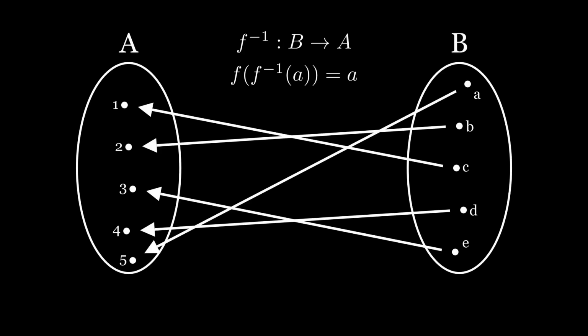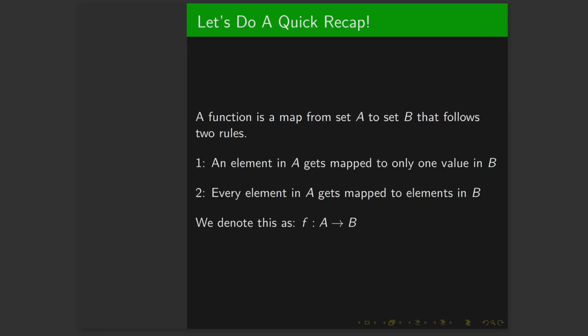Okay, nice. Let's quickly recap everything that we talked about. A function is a map from set A to set B that follows two rules. One, an element in A gets mapped to only one value in B. And two, every element in A gets mapped to an element in B. We denote this as f from A to B. Another way we can think about this is that everything gets mapped once.